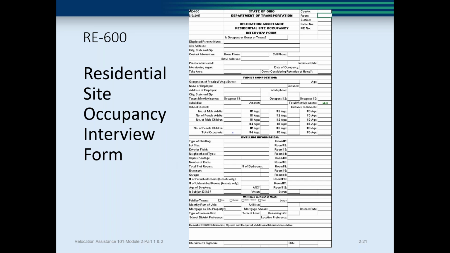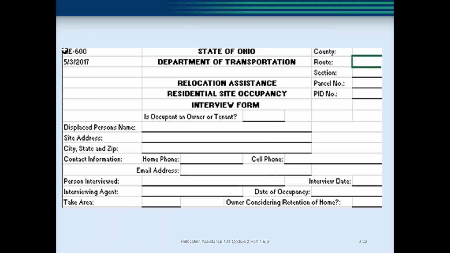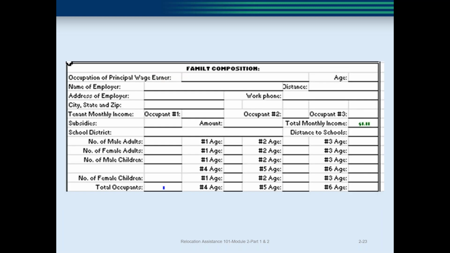The top half is the general information about the household: who lives in the dwelling, how long they have been there, the ages, the relationships, tenant wages. The middle section provides the detailed information about the displacement property, the type, the size of the structure, how many rooms, and the type of neighborhood.